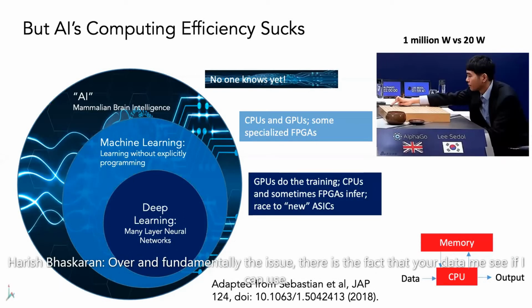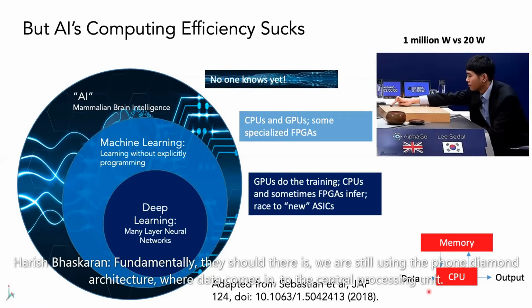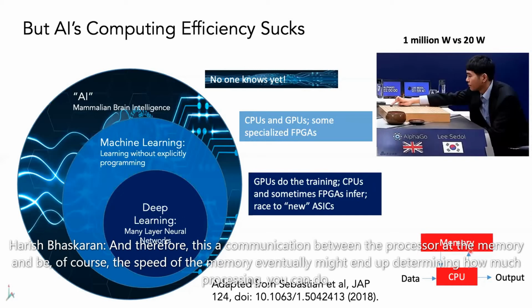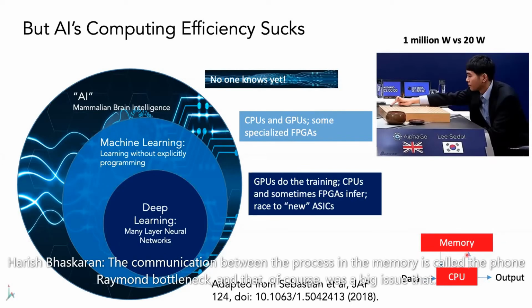And fundamentally, the issue is we are still using the von Neumann architecture, where data comes into the central processing unit and the central processing unit crunches it. But in order to crunch it, it has to exchange information with the memory. And therefore, there's A, communication between the processor and the memory, and B, of course, the speed of the memory eventually might end up determining how much processing you can do. The communication between the processor and the memory is called the von Neumann bottleneck.